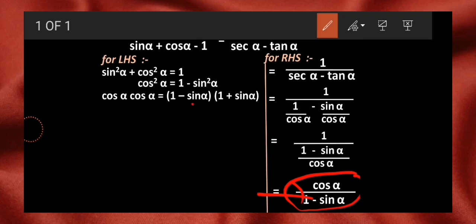So this 1 minus sine alpha will be shifted to cos alpha on the LHS, and cos alpha from the LHS will be turned to in the denominator of 1 plus sine alpha. Okay, this is the normal mathematics, simple mathematics, my dears. And if you have any problem in this, you can ask me anytime without any shyness in the comment section below.